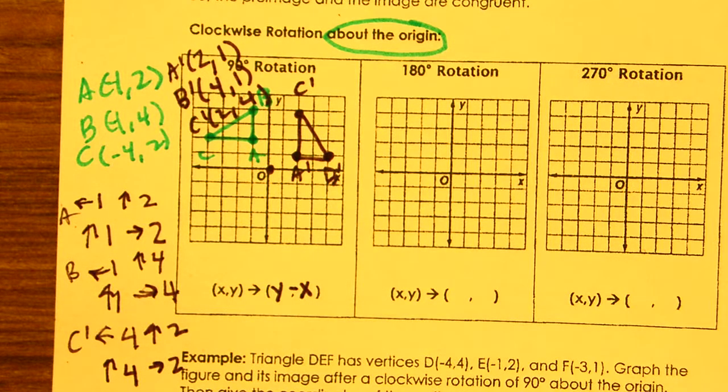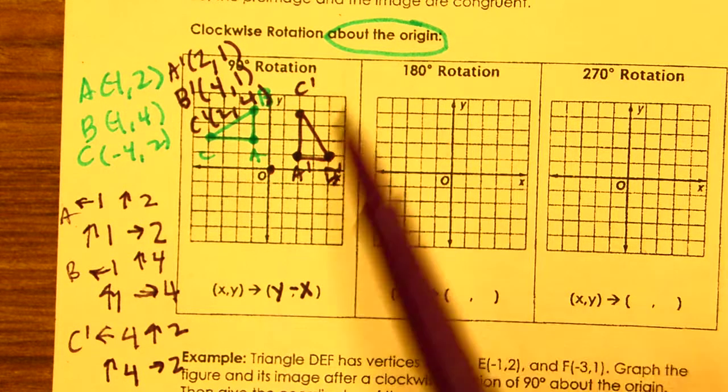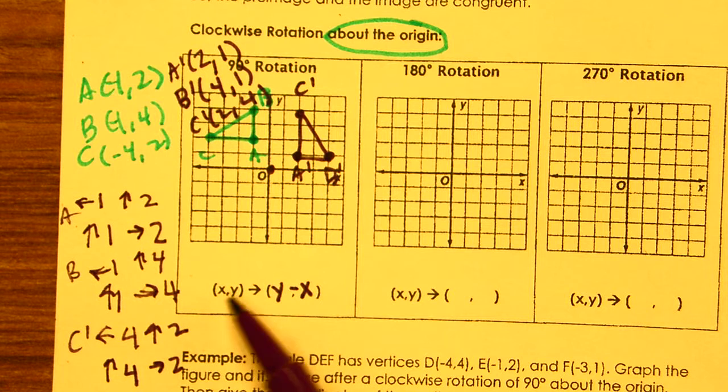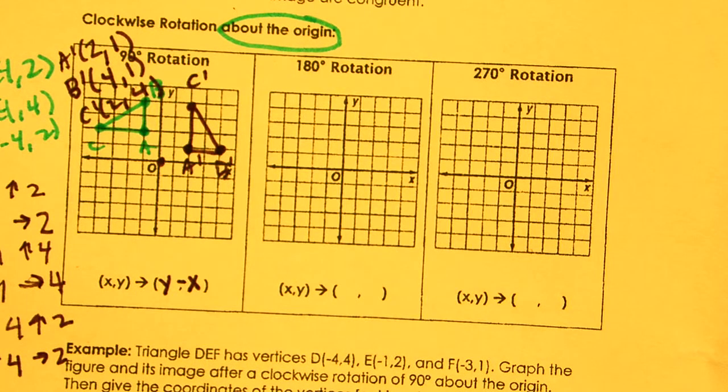So I could do this without the arrows and just use the formula, but this only works when I'm doing 90 degrees clockwise about the origin. I could just switch the x and the y and take the opposite of the x coordinate and put it here. Okay, let's do 180, and then we're going to do 270.